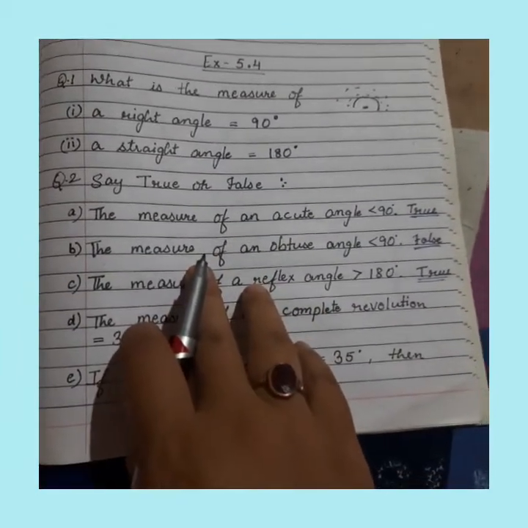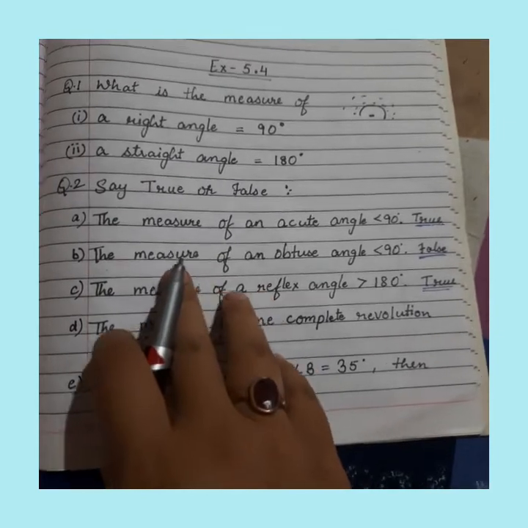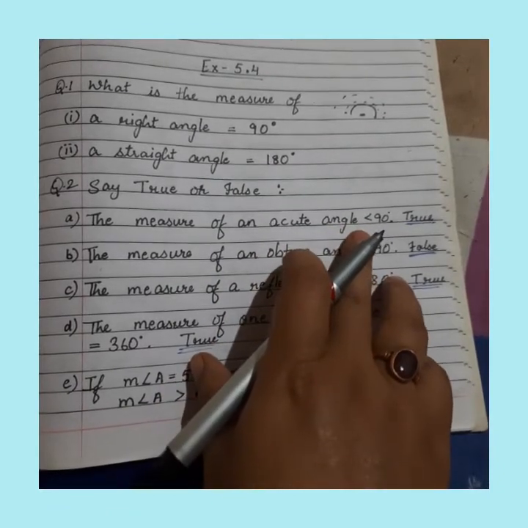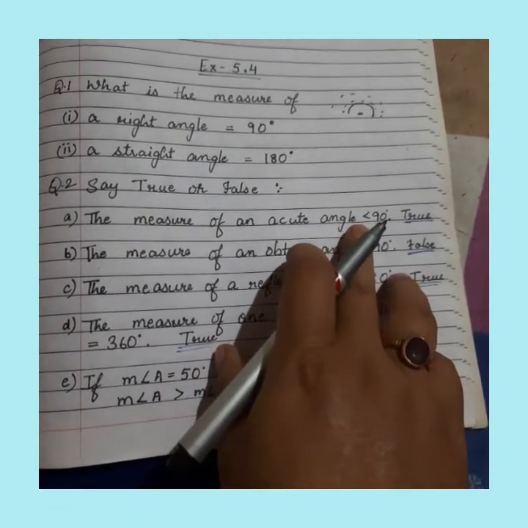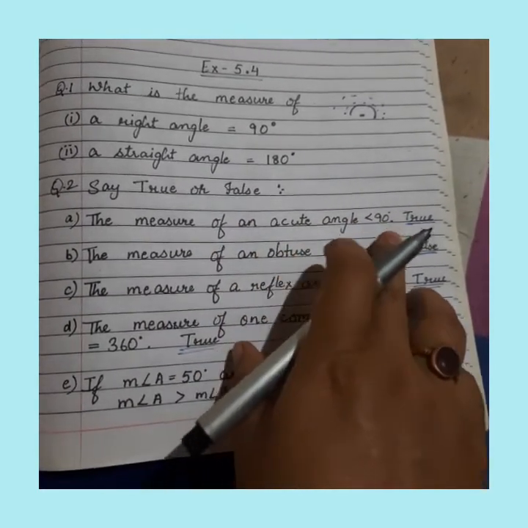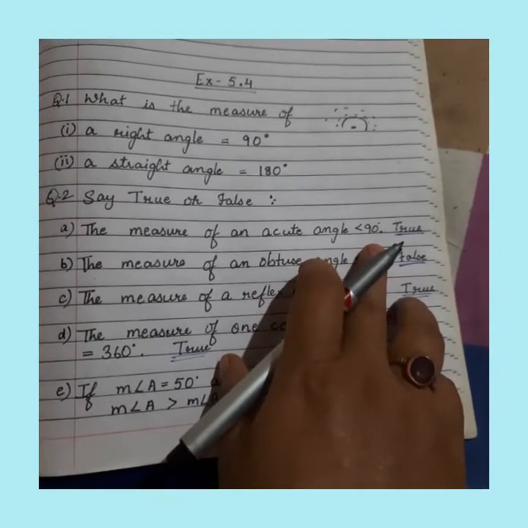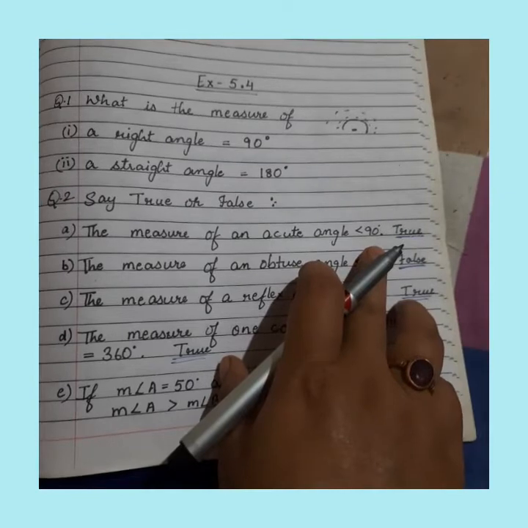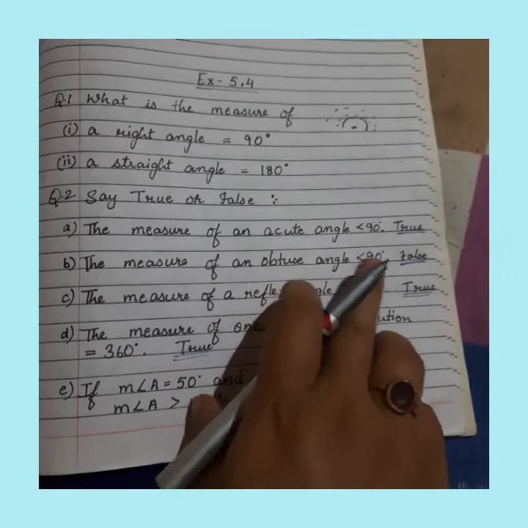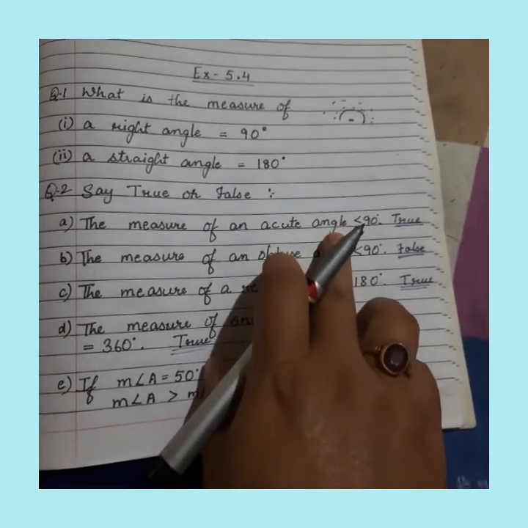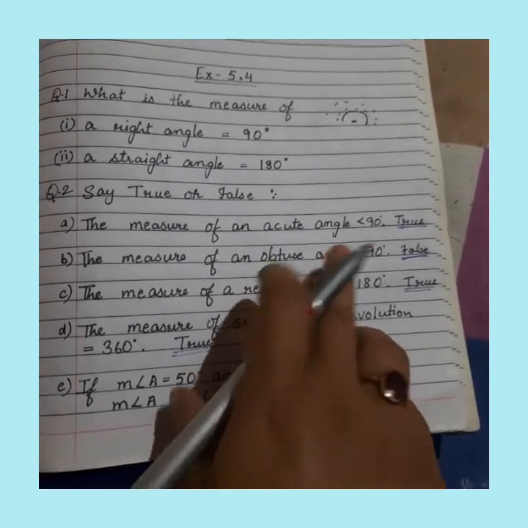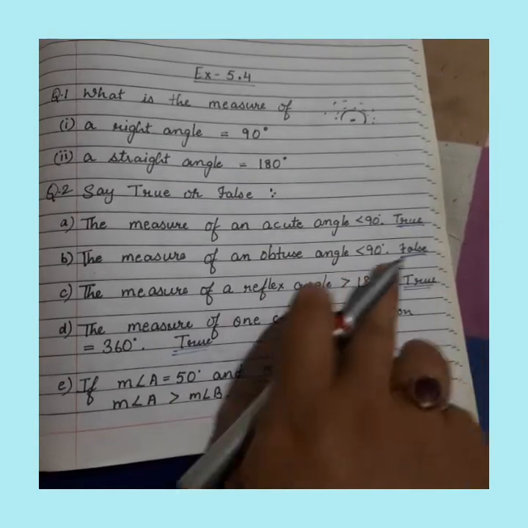Now, question 2, say true or false for the following statements. First one is, the measure of an acute angle is less than 90 degrees. This sign shows less than. Yes, it is true. It is less than 90, like 40, 50, those angles are acute angles. Next is, the measure of an obtuse angle is less than 90. No, because an acute angle measures less than 90. An obtuse angle measures greater than 90. So, this is a false statement.